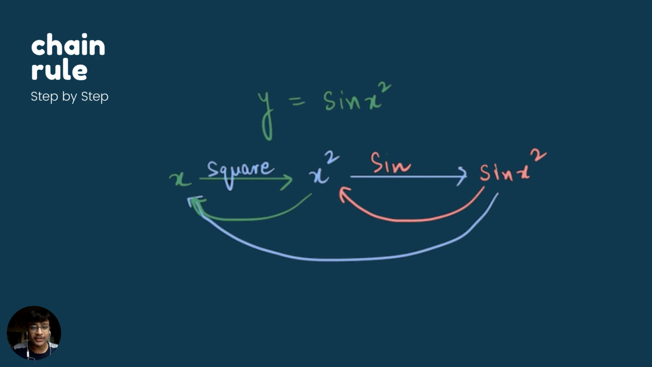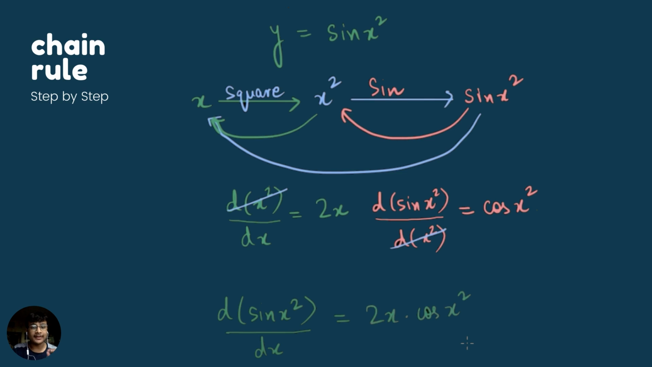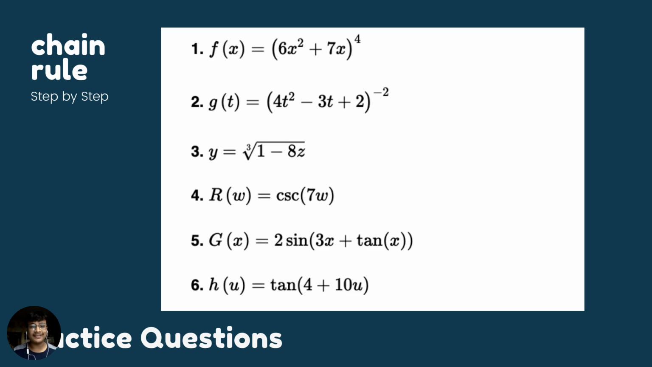So if you see the change in answer, last time we received the answer 2 sin x cos x. This time the answer is 2x cos x square. So that's the chain rule, and I hope you understood the chain rule. Now let me quickly discuss with you some of the very practical questions. You can try practicing them.